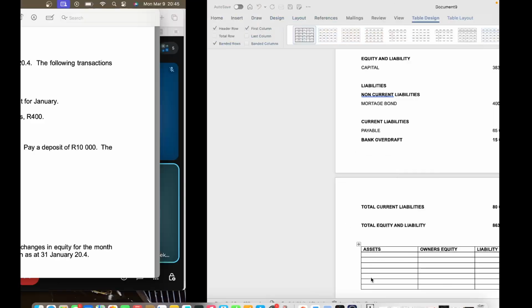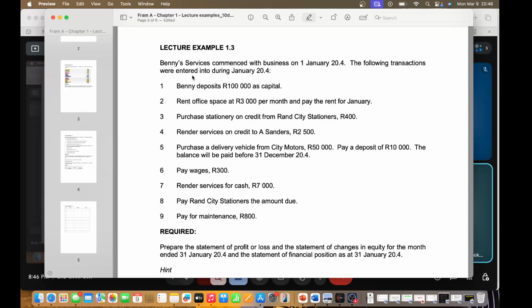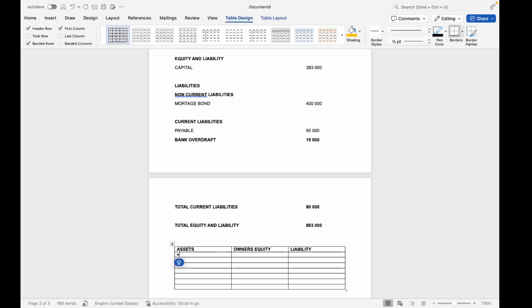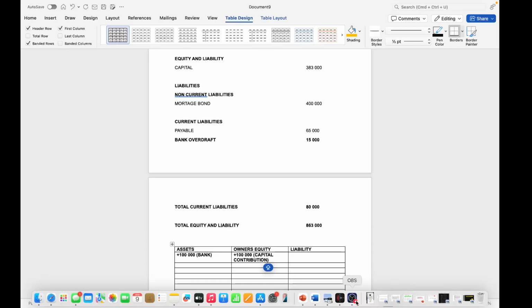Now we can go through the questions. Benny Services commenced 1 January 2014. The following transactions were entered into during January 2014. Benny deposits 100,000 as capital. Okay. So what's going to happen to our bank account? Our bank account is going to increase by 100,000. Bank, right? So our assets are increasing, and our owner's equity is also increasing by 100,000, and this is going to be capital contribution, right? Because our equity is increasing by 100,000, right?